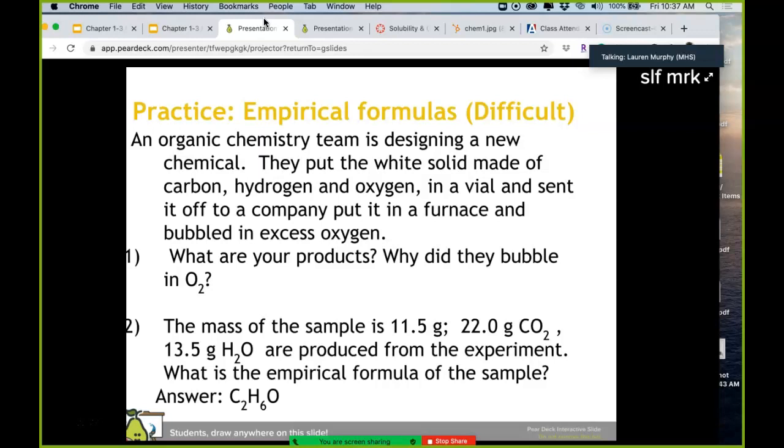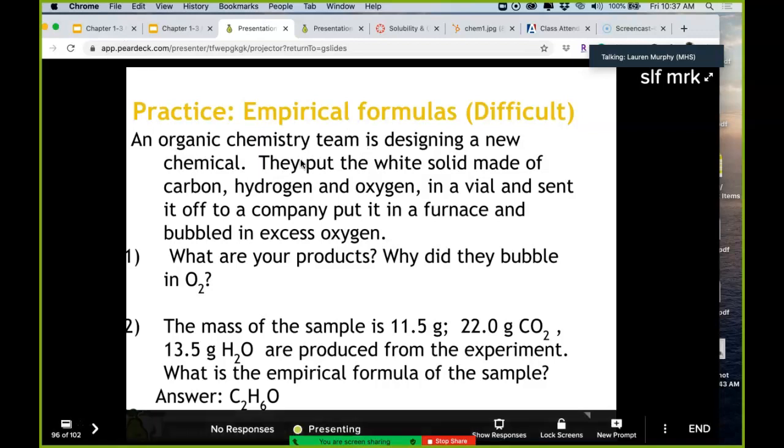So let's talk about this. An organic chemistry team is designing a new chemical, and they put this solid made of carbon, hydrogen, and oxygen in a vial. So it's an organic molecule. How do I know? It has carbons and hydrogens and oxygens. They send it off to a company to put it under a tremendous amount of heat and bubble in oxygen.